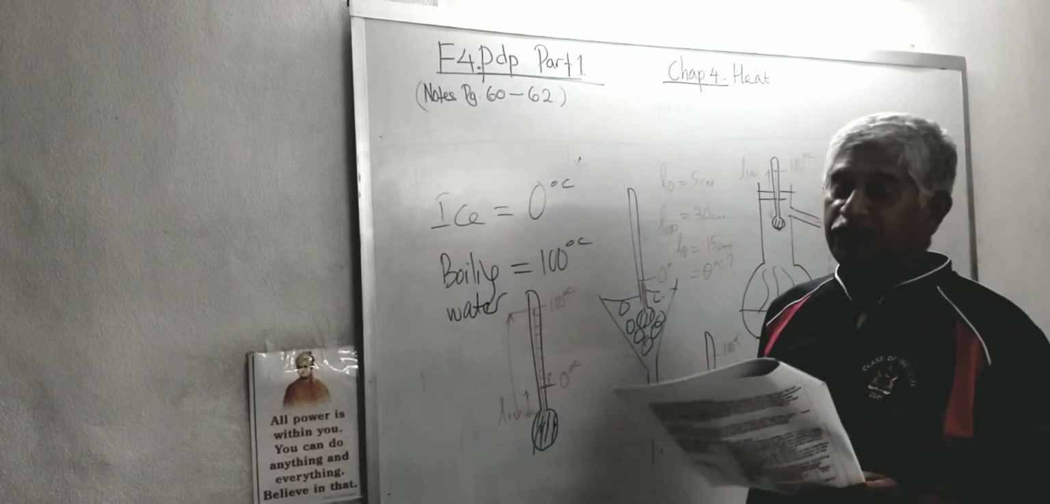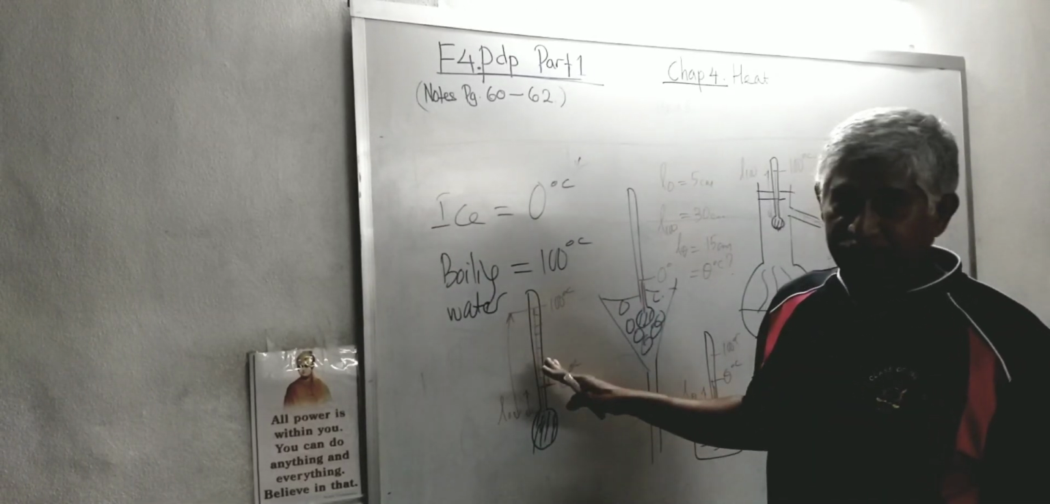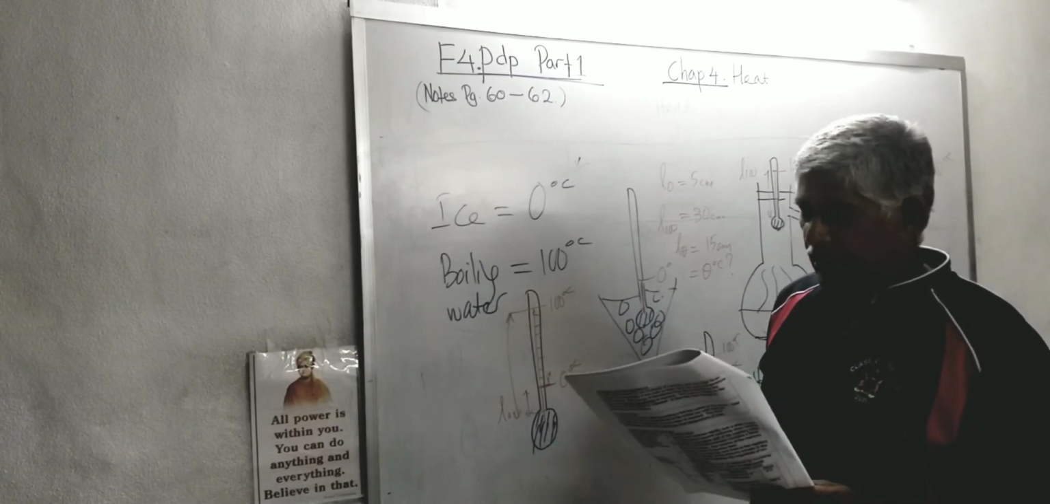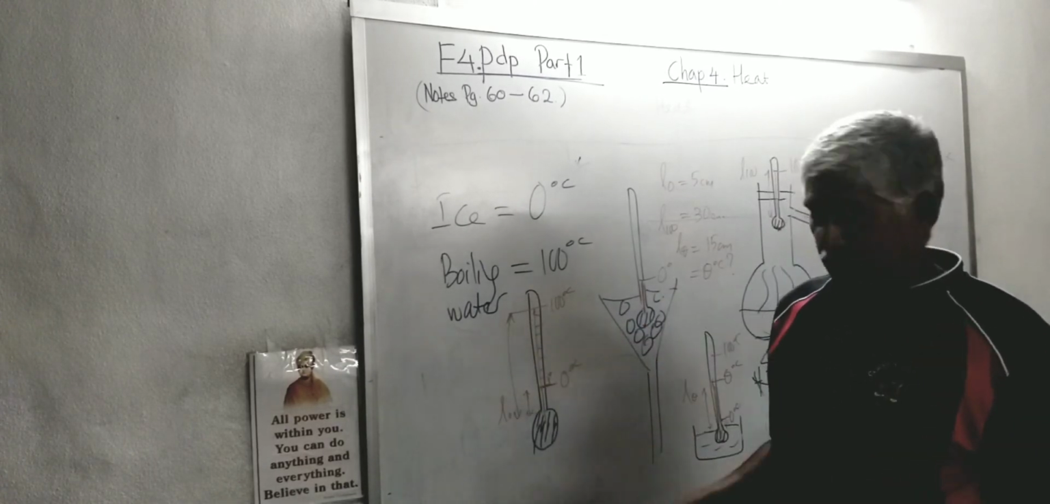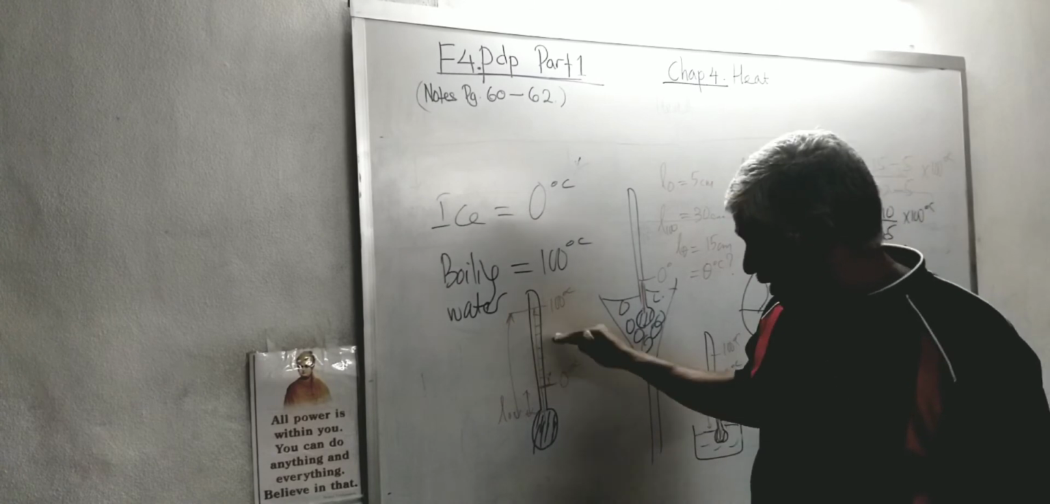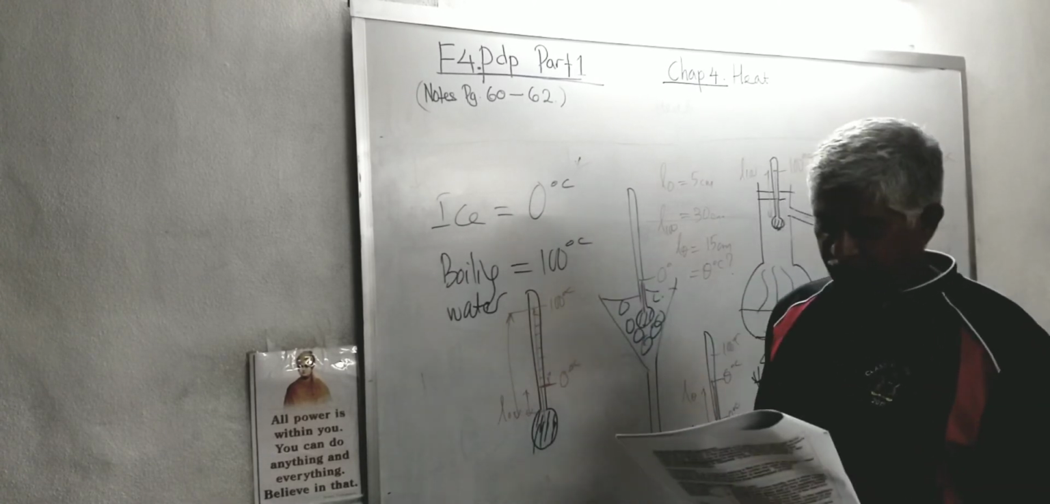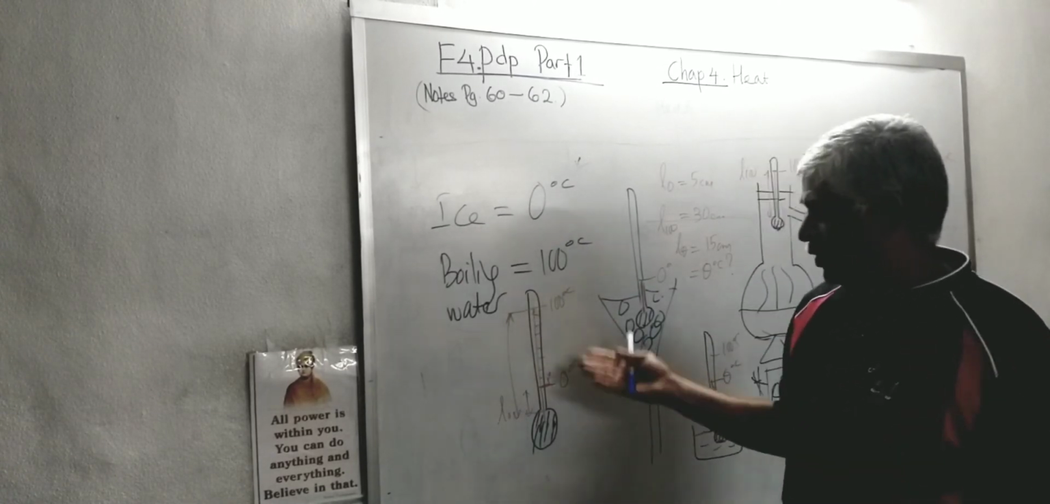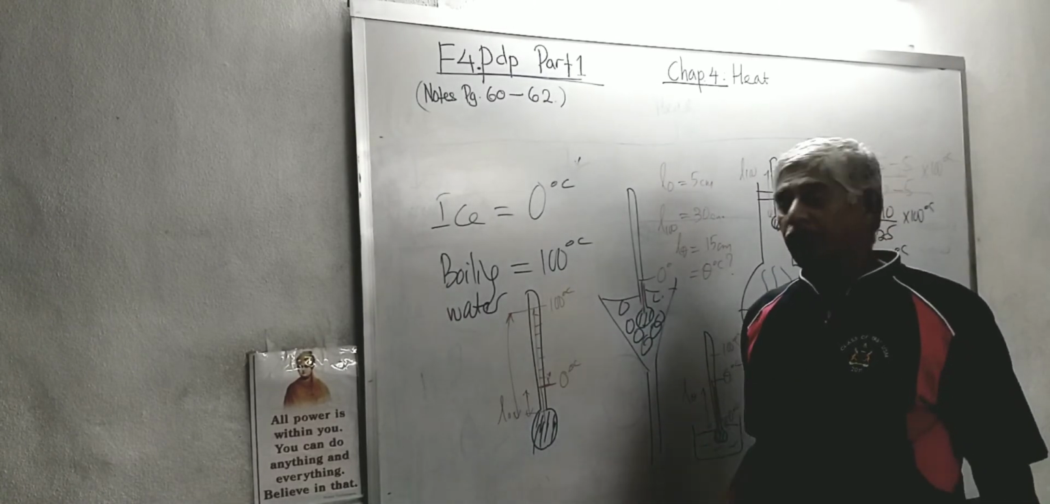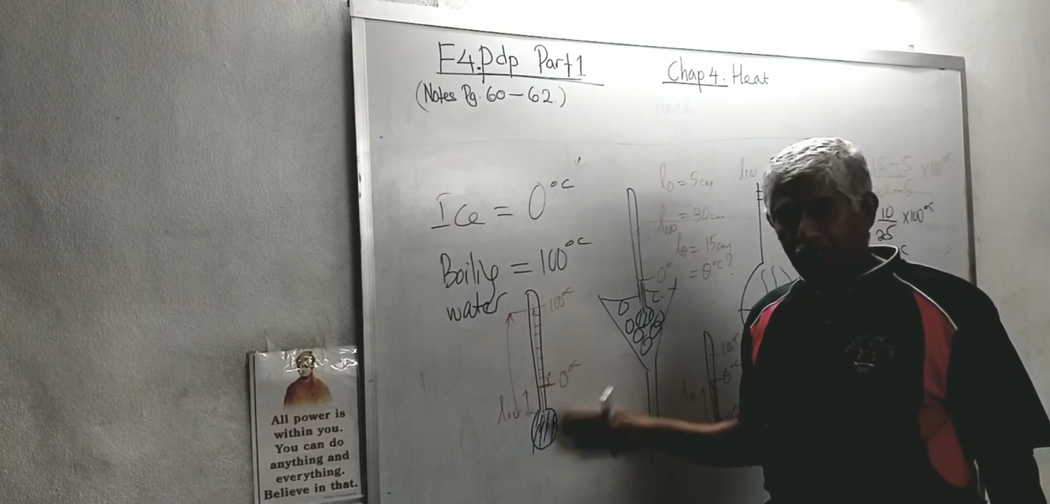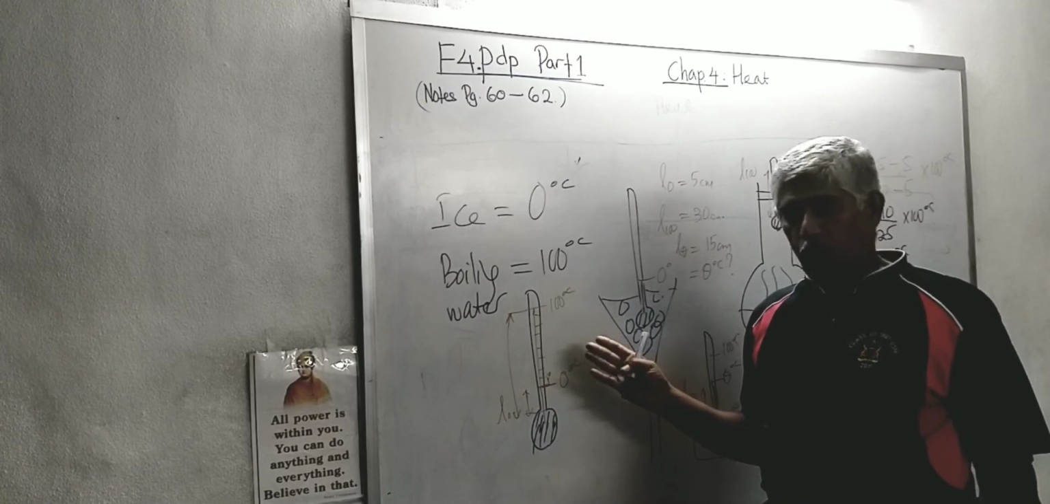Number 4, it is opaque. That means you cannot see through it; it does not allow light to pass through. It's not transparent, so you can see wherever the mercury stands. So these are the 4 important points why we use mercury as the liquid in the thermometer. We don't use water.